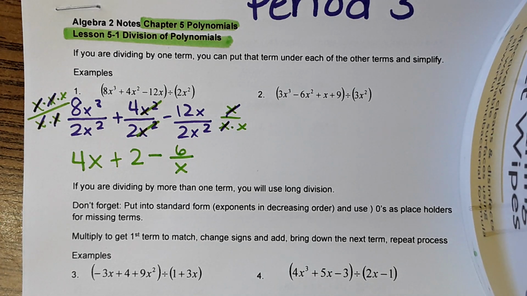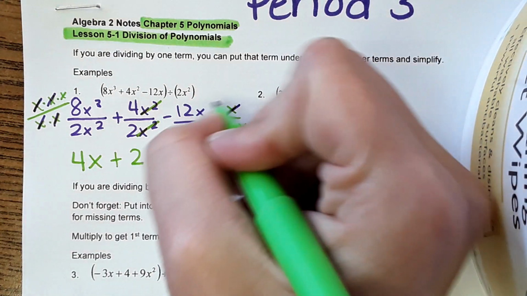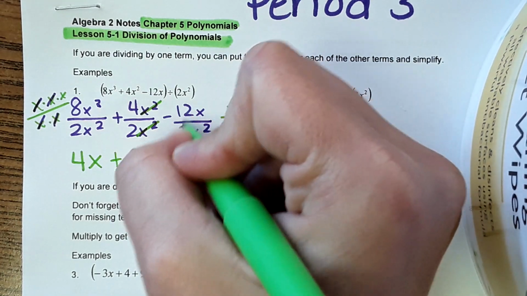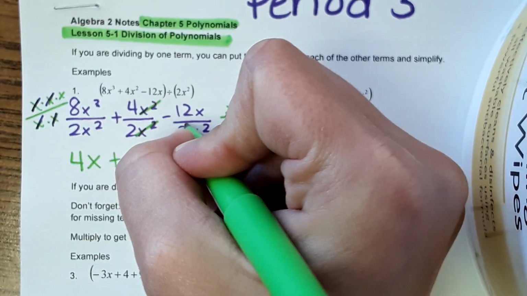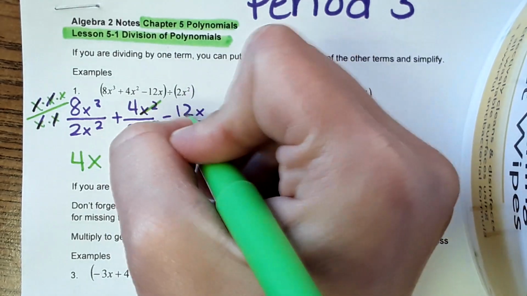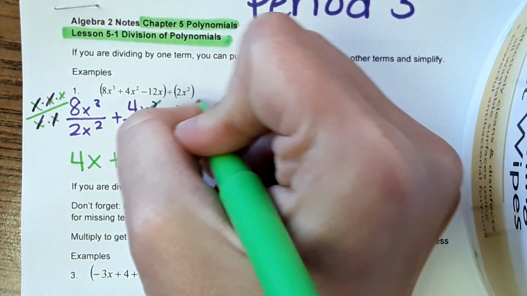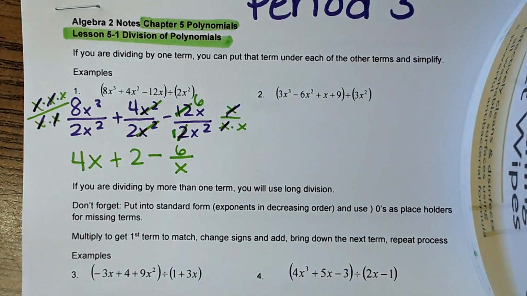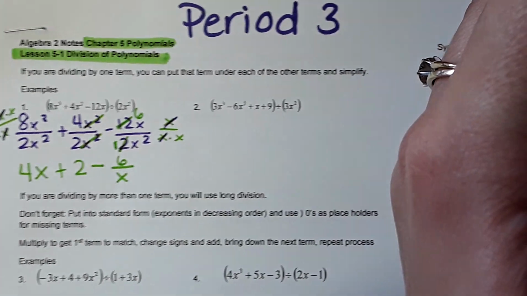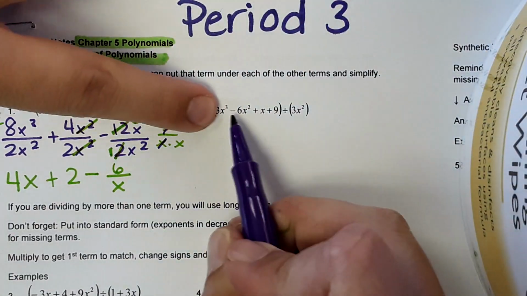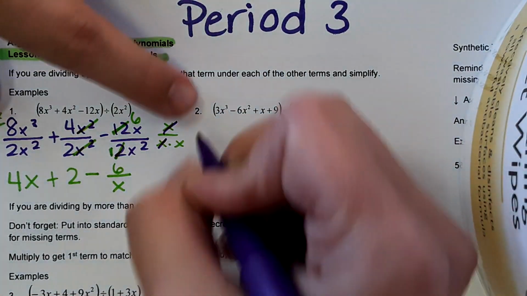Why would it be over x? Well, there's different ways to look at it, but if you were to divide this by the greatest common factor, 2 divided by 2 would be 1, and 12 divided by 2 would be 6. Okay, next one, same process. So we're going to take each of these terms divided by this and just set it up like that.